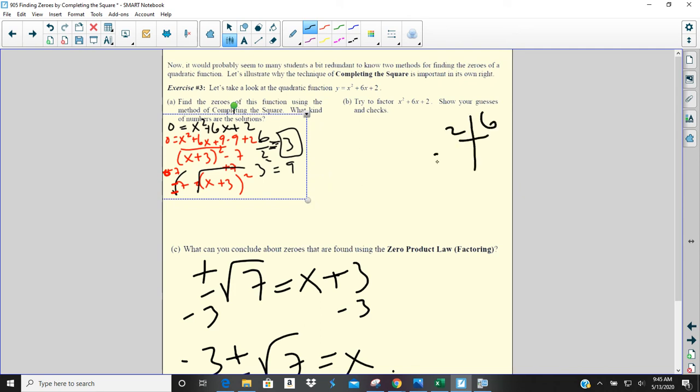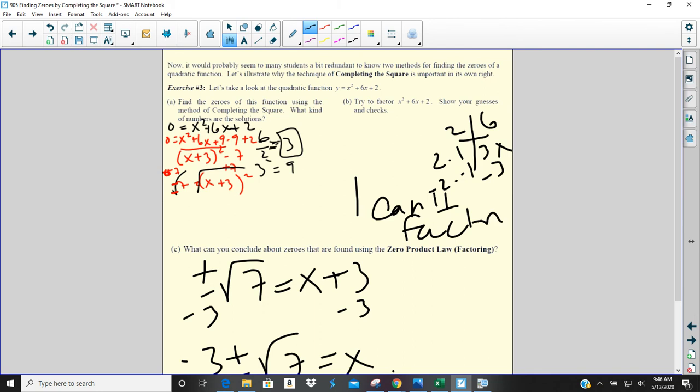Well, there's 2 times 1, and there's negative 2 times negative 1, and both of them, when I add them together, give me 3 or negative 3, which are not right. So this is not factorable. Try and factor it. I can't.